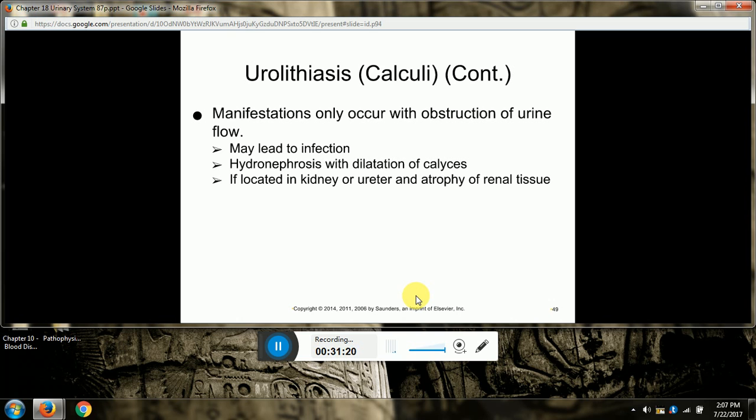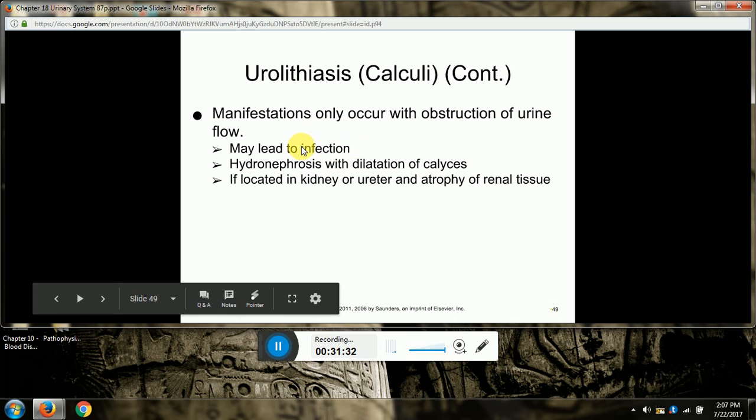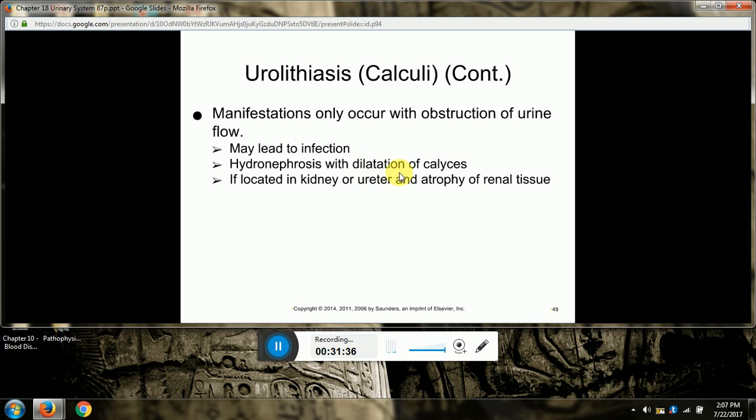The manifestations of the stones also kind of depend on how big the stone is and where, if it causes an obstruction and where that obstruction is. Just like stones are caused by infection, they can also lead to an infection. Hydronephrosis can happen, leading to the dilation of the calyces and destruction of the kidney tissue. If the stone is found in the kidney or in the ureter, it could lead to atrophy of renal tissue because, again, of the development of hydronephrosis.